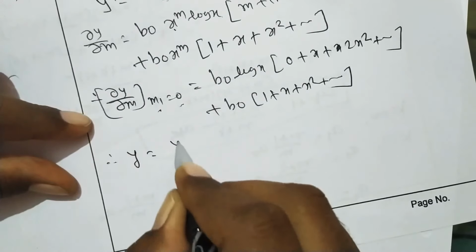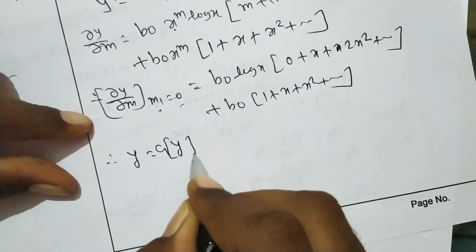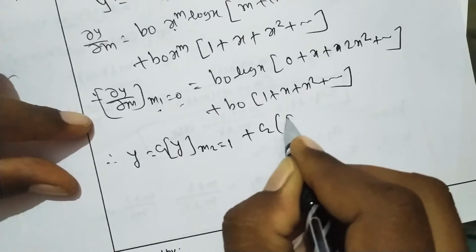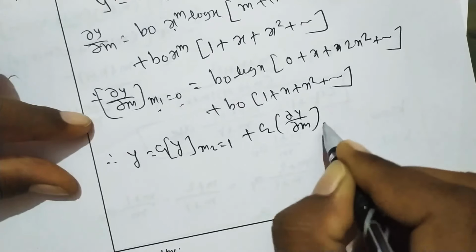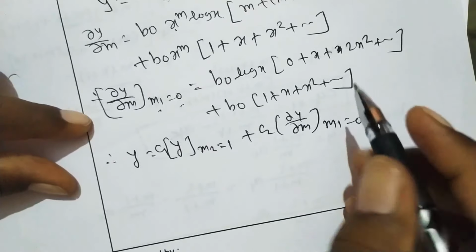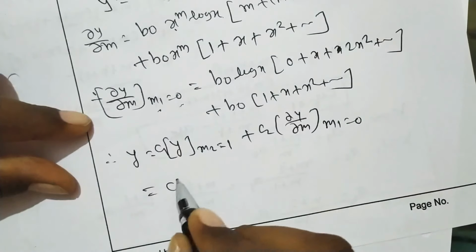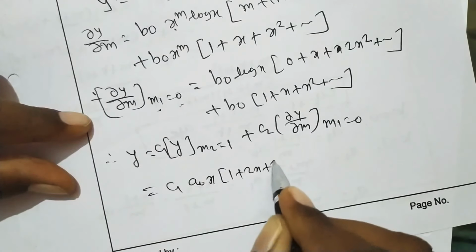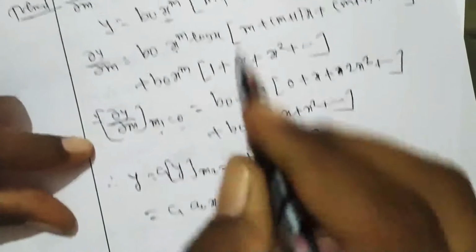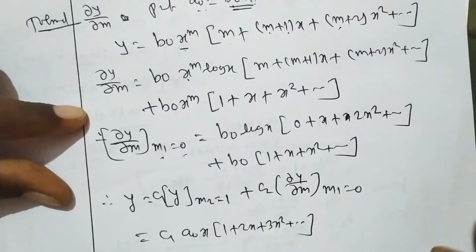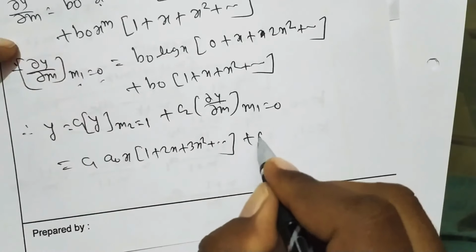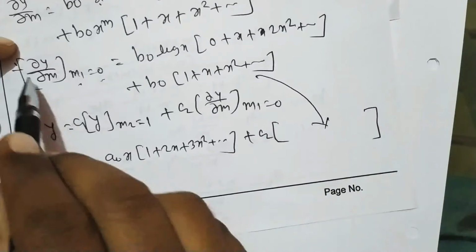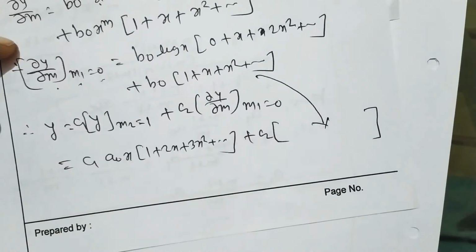and therefore the final solution is y equal to c1 into y at m2 equal to 1, plus c2 into dy/dm at m1 equal to 0. So how we write here the final answer: c1 into a0 x (1 plus 2x plus 3x square plus so on), that is this, plus c2 into write this value here, that is dy/dm at m1 equal to 0.